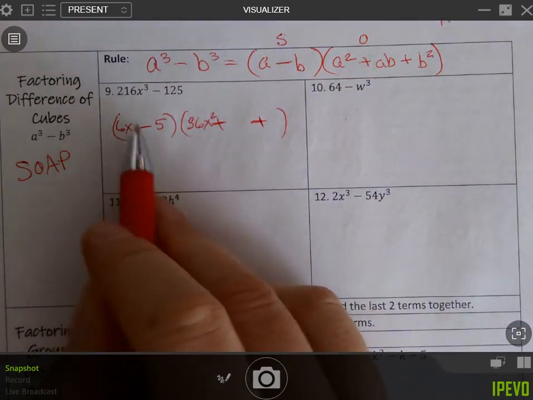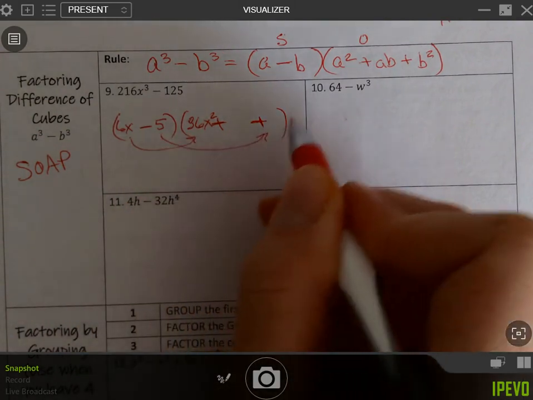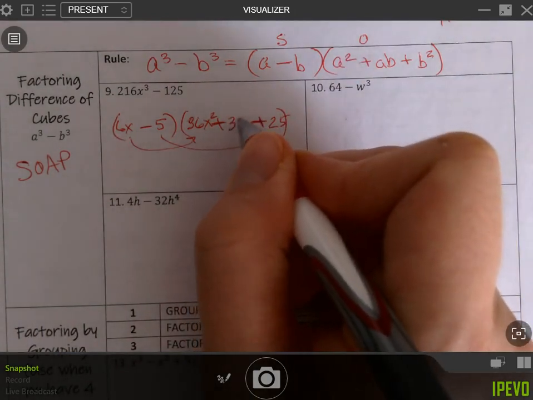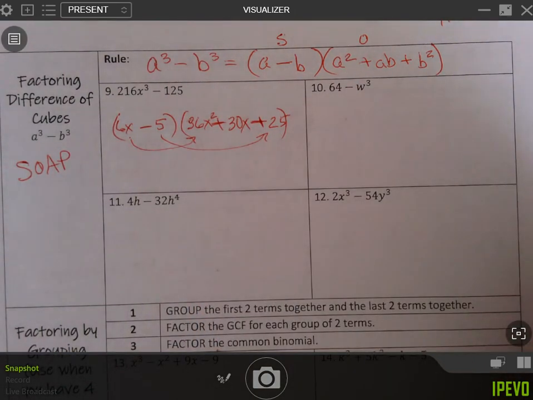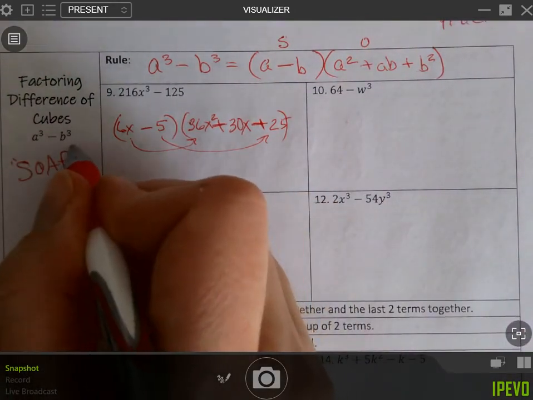36x squared, right? Take that and square it. What goes last? 25. The middle is the product of the roots, which is 30x. Again, this is the one time you ignore the sign because SOAP set our signs up.